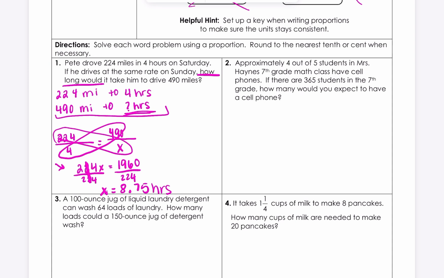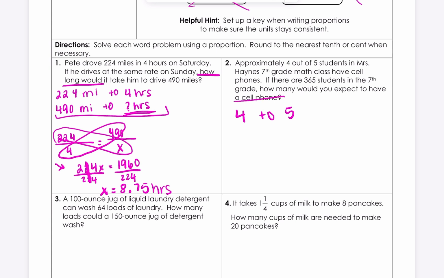So let's go ahead and make those ratios once again. So 4 to 5, okay? And that's cell phones. And then they want us to figure out the 7th grade total, okay? Now, how many would have expected a cell phone?